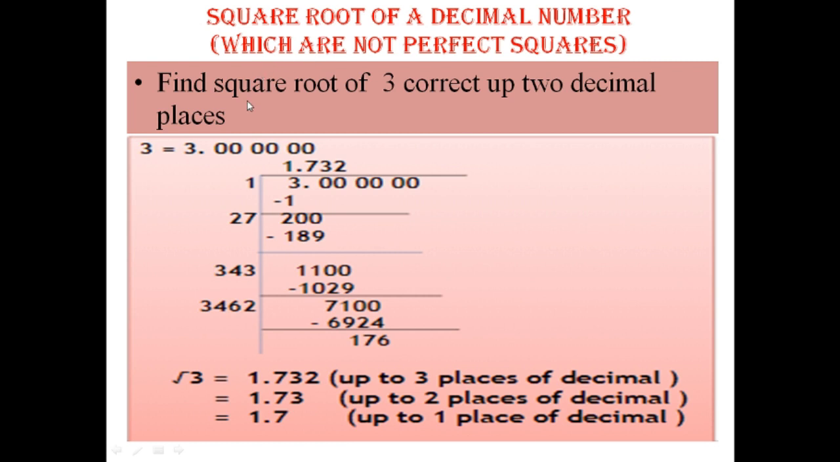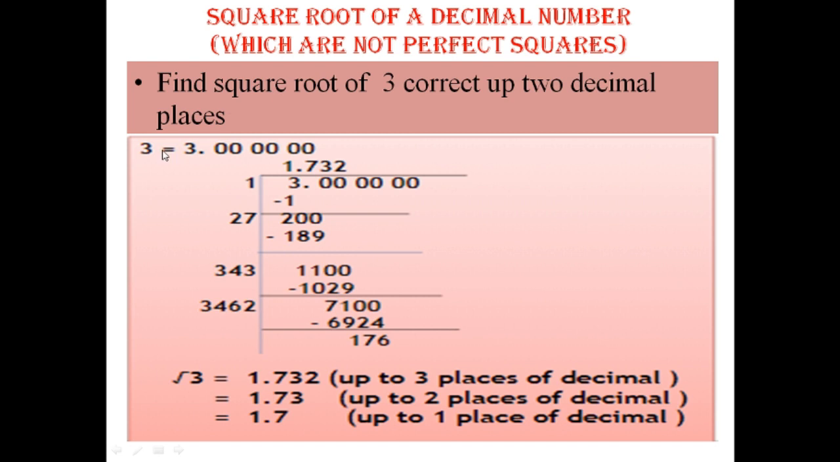Let's take an example. Find the square root of 3 correct up to 2 decimal places. So here only 3 is given, but in the question they have asked that we have to find the square root correct up to 2 places of decimal. It means after the decimal there should be 2 digits.